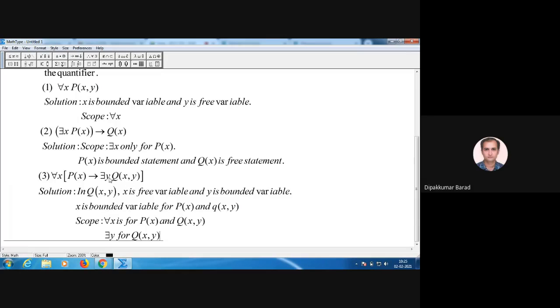So in Q of x, y, x is a free variable and y is a bounded variable, and x is a bounded variable for all. See here we have given for all x, P of x implies there exists y such that Q of x, y. So this all x is a bounded variable for this P of x, y and Q of x, y. This is not small q, it is capital Q of x, y. And the scope of the variable here for all x is for P of x and Q of x, y, and there exists y for Q of x, y.